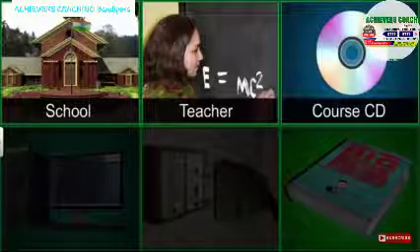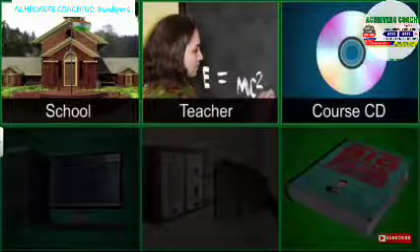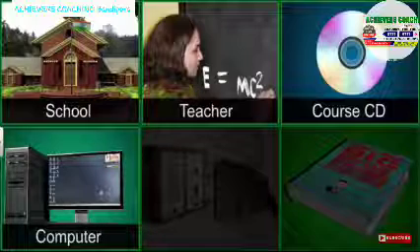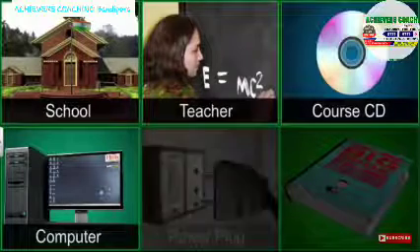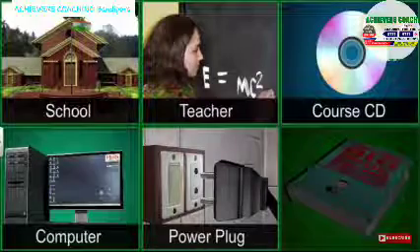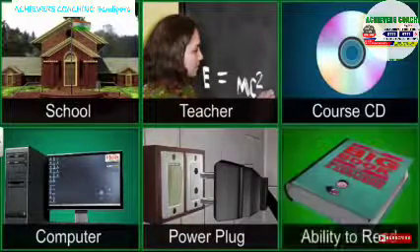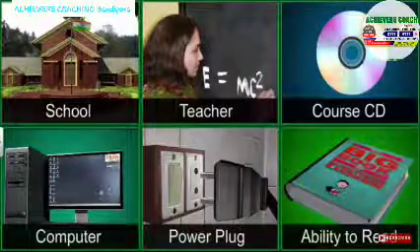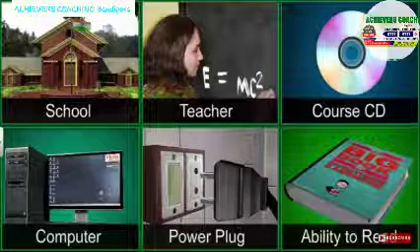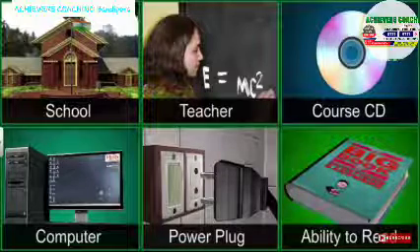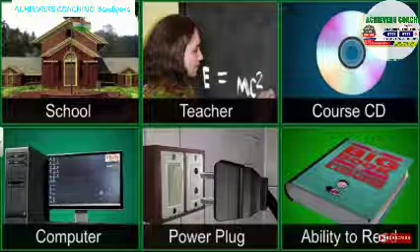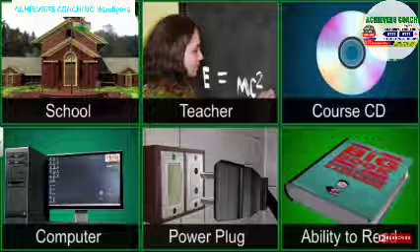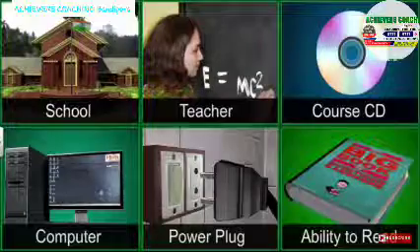Sit and watch this course, your teacher who can explain it to you, a CD that contains this course, a computer to run the CD on, electricity supply to run the computer, your own ability to read and write. These are just some of the things that allow you to go through this course. All these are examples of things that you use to satisfy your need for learning.